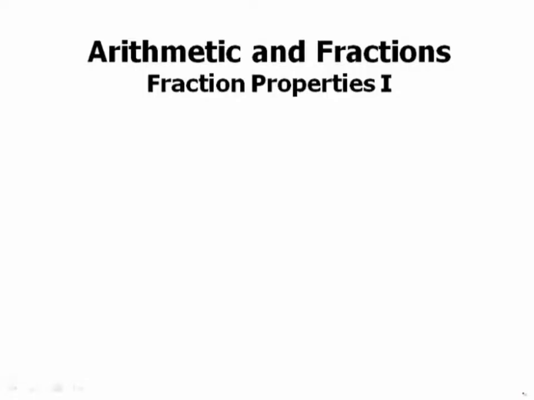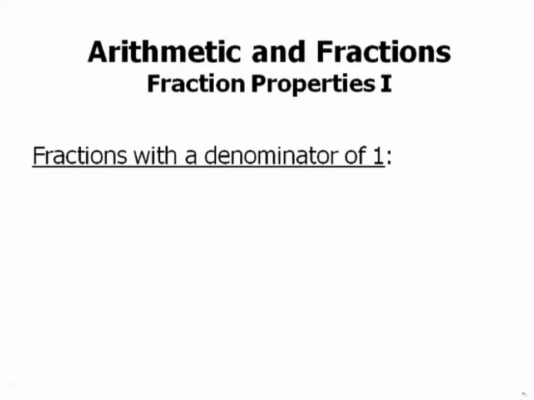In this video, we'll discuss some of the basic fraction properties. So we're starting out with some very basic properties here. First of all, fractions with a denominator of 1. If we take any integer and put it above 1, then we get something very simple. It just equals that integer. So 7 over 1 equals 7, or 135 over 1 equals 135. In general, the pattern is n over 1 equals n.